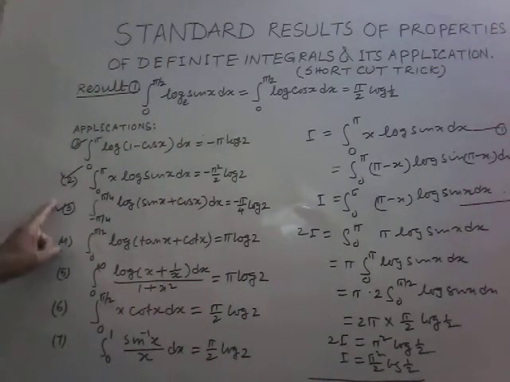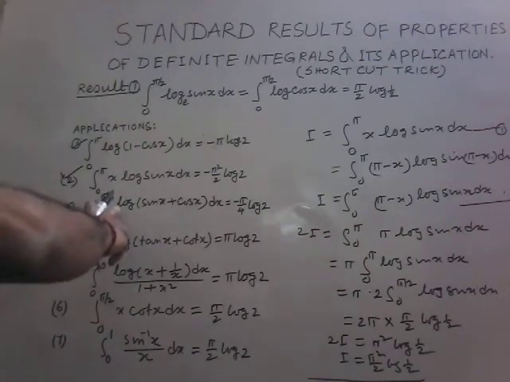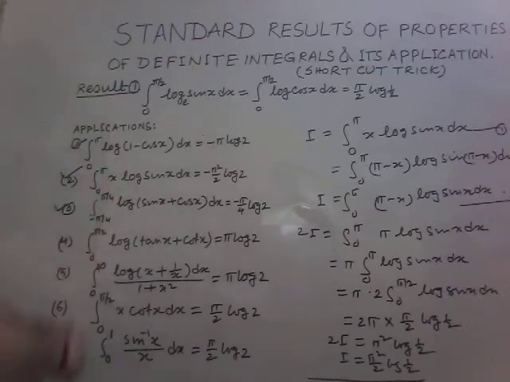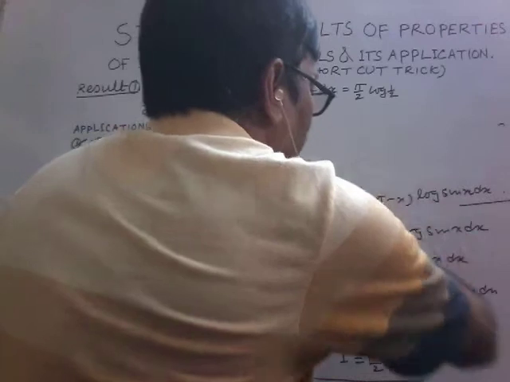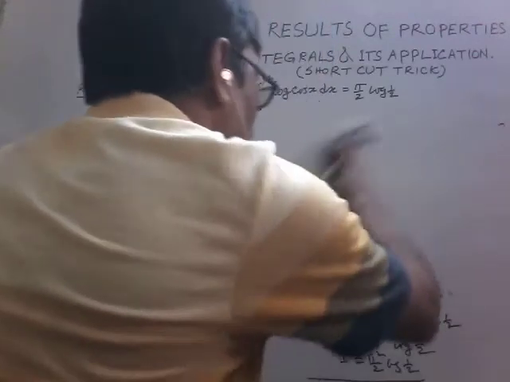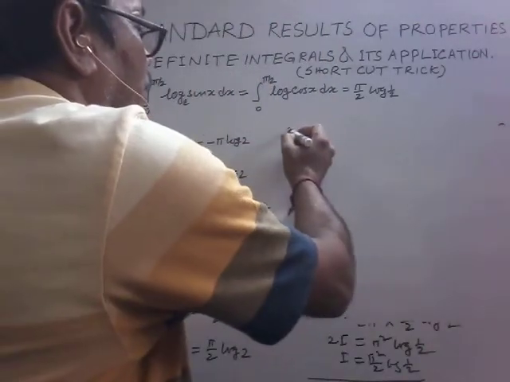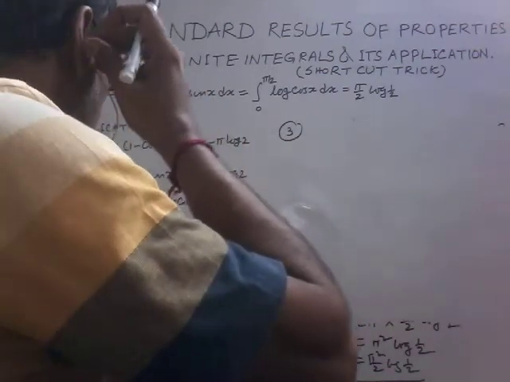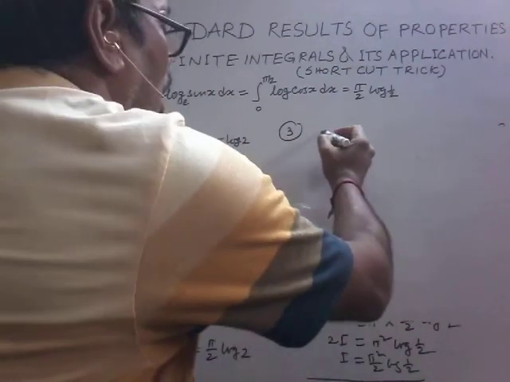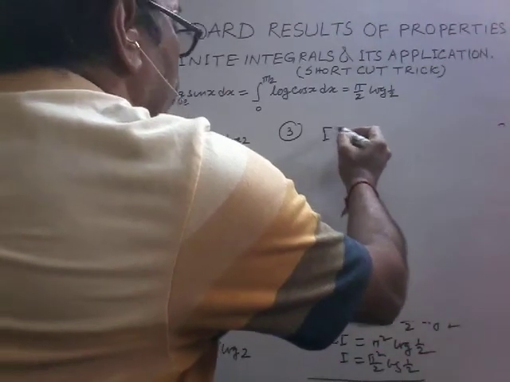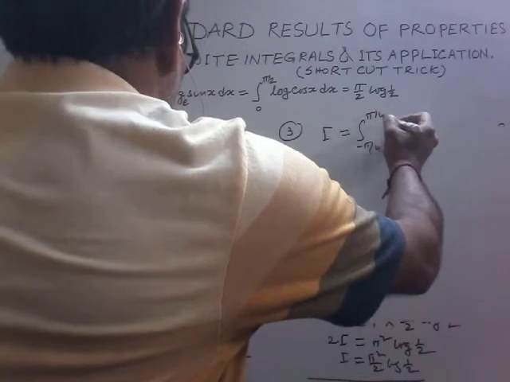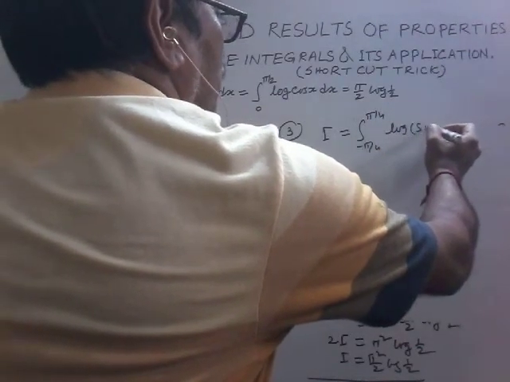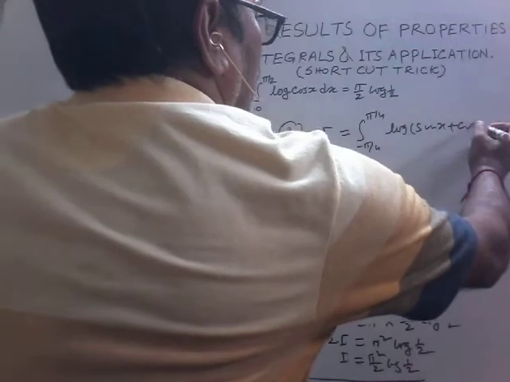So problems 1, 2, 3 are exactly the same. Now look, this one is given from minus pi by 4 to plus pi by 4. So we consider problem 3. I equals the integral from minus pi by 4 to plus pi by 4 of log of (sin x plus cos x) dx.